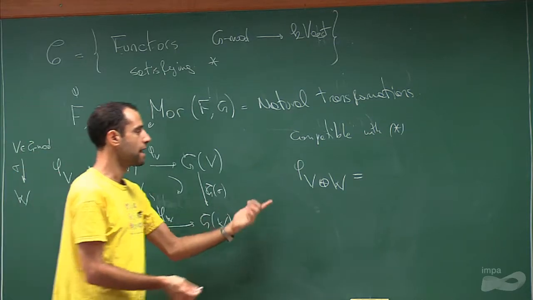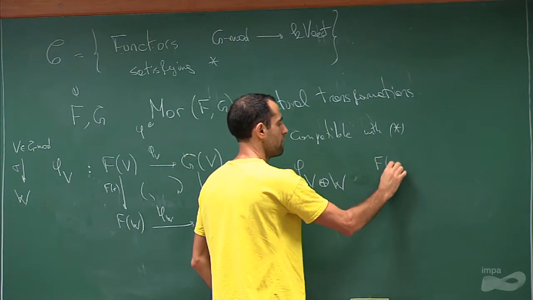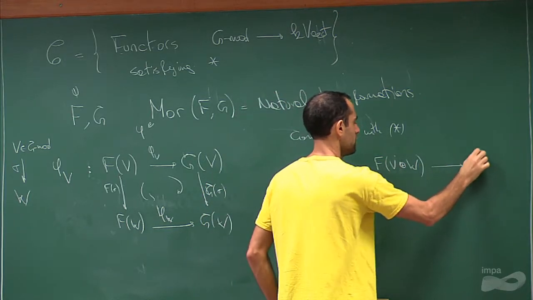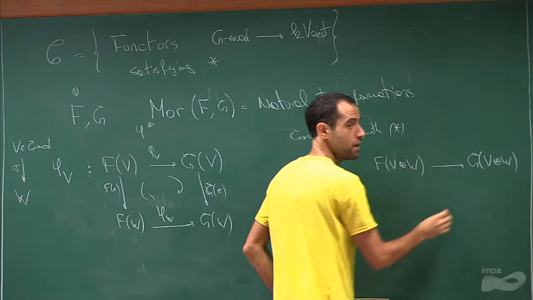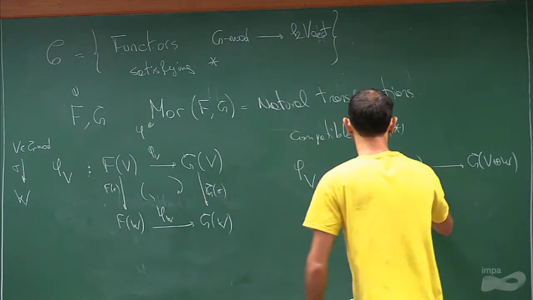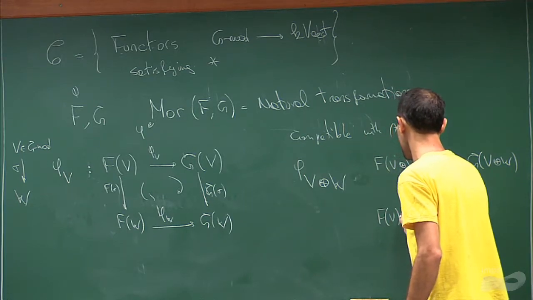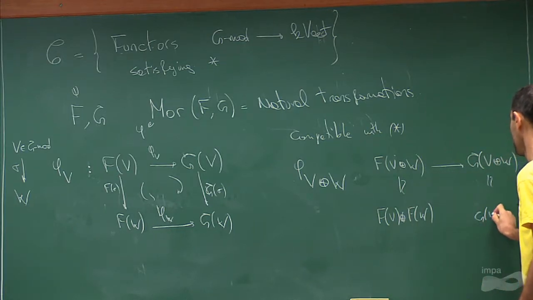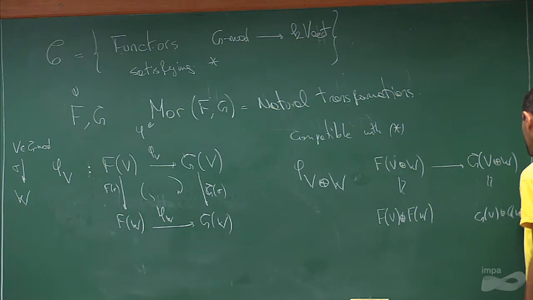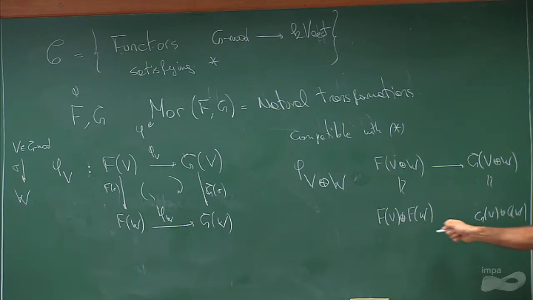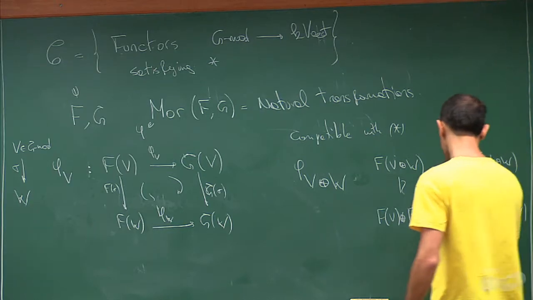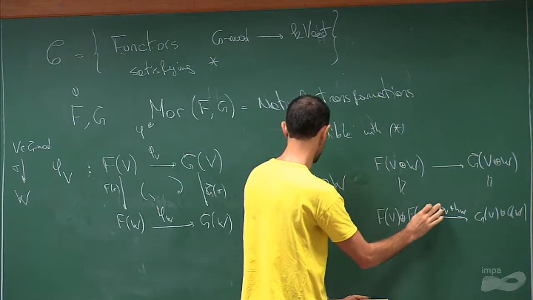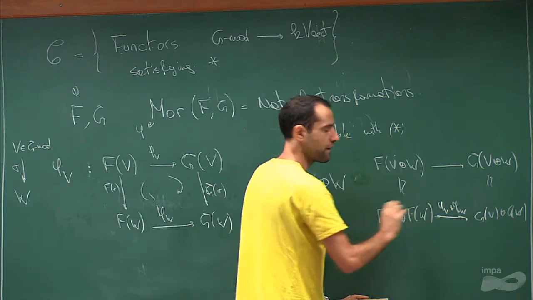Namely, this should be a map from F(V ⊕ W) into G(V ⊕ W). On the other hand, by the condition of this being compatible, this is F(V) ⊕ F(W), and this is G(V) ⊕ G(W). And I have a linear map between this and this, and a linear map between this and this. So I would require that this here should be h(V) ⊕ h(W), or φ(V) ⊕ φ(W).